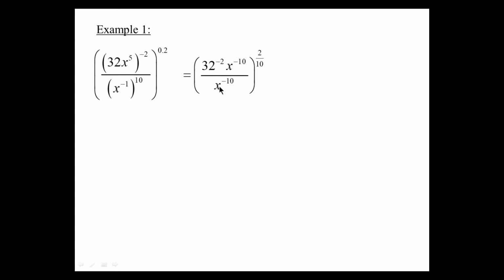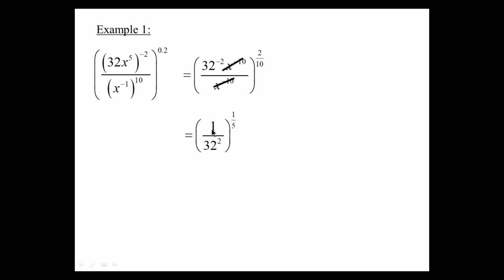Now take a look at this. These are factors that match, a factor of the numerator and a factor of the denominator that match. So we're allowed to do this. They cancel off. Then the negative sign puts this 32 on the bottom. So it's 32 squared on the bottom, and 2/10 reduces to 1/5.